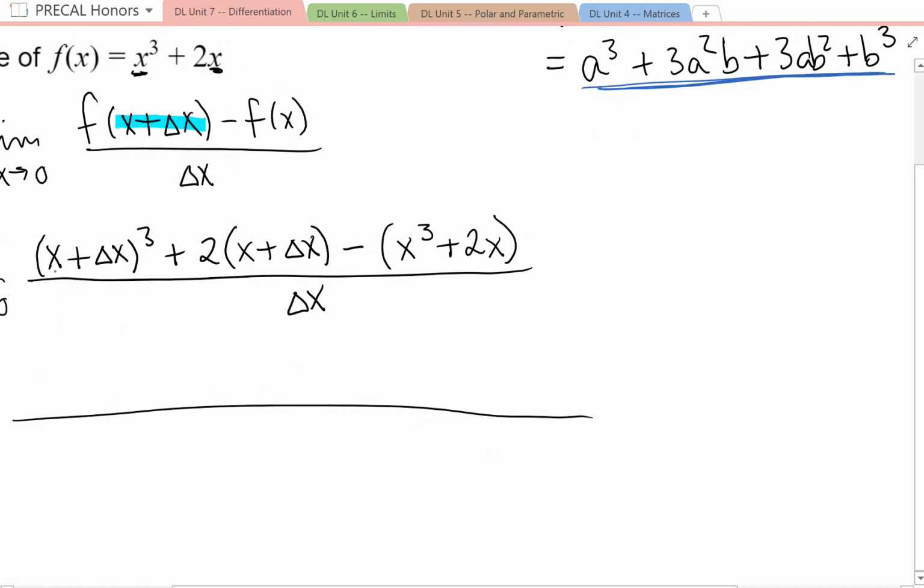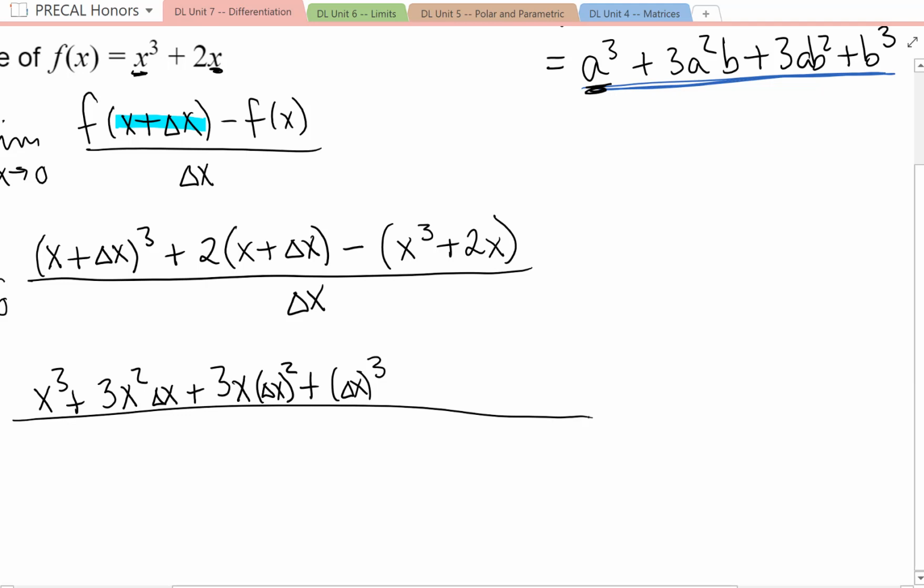So we should get the first term will be cubed, so x cubed plus 3 times the first term squared times the second term, so delta x, plus 3 times x to the 1 delta x squared plus delta x to the power of 3.